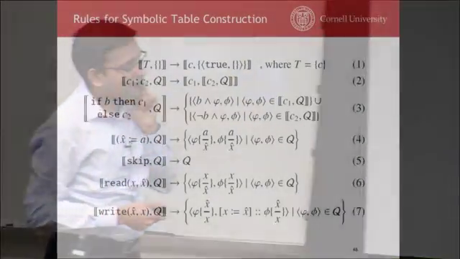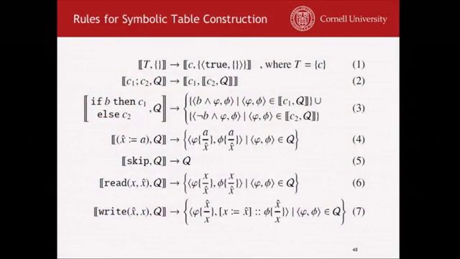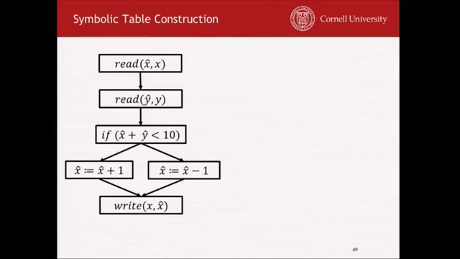So I basically didn't explain how we construct the symbolic table from this transaction. So let me show you how we do that. And again, we have a set of inductive rules for constructing these symbolic tables from the transaction code. I do not expect you to parse through them. Instead, let us look at an example construction.